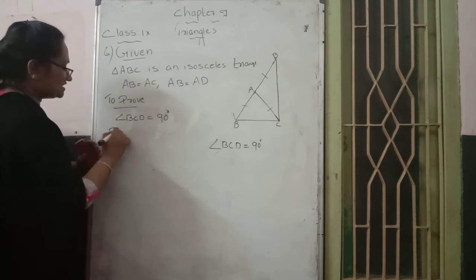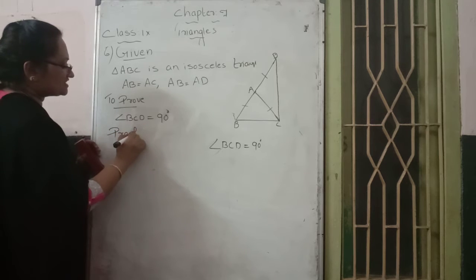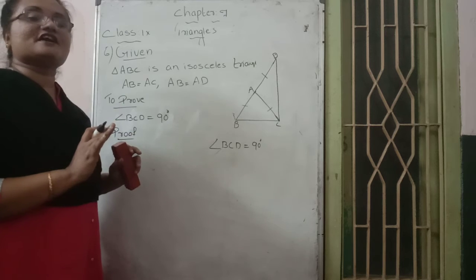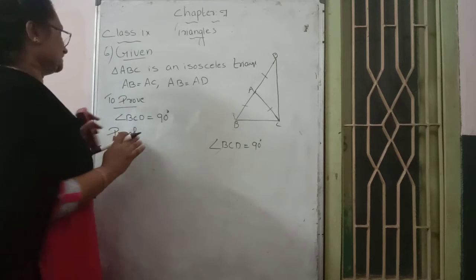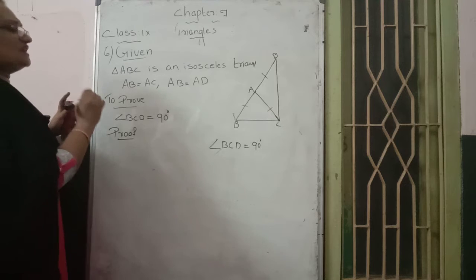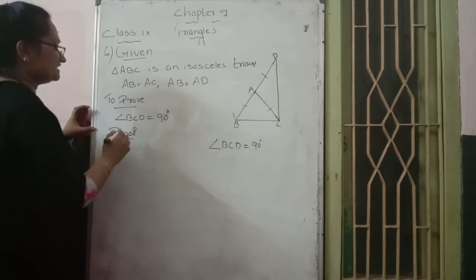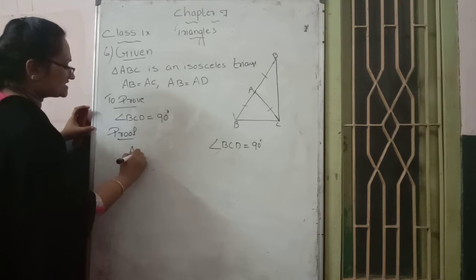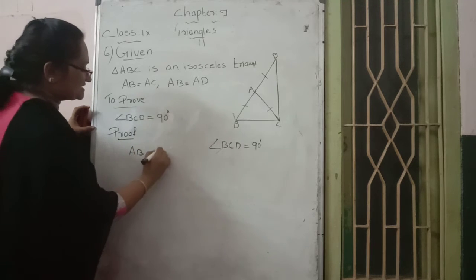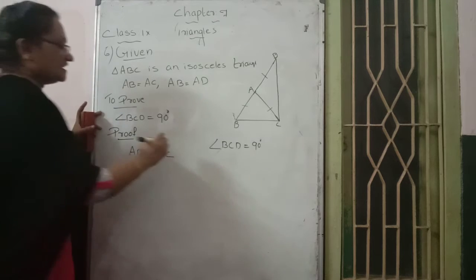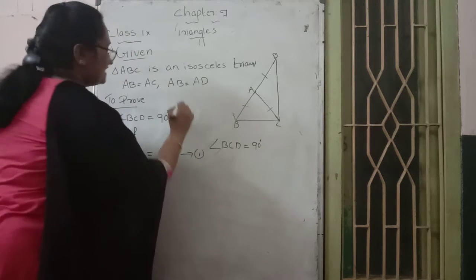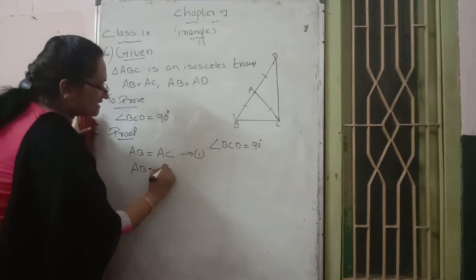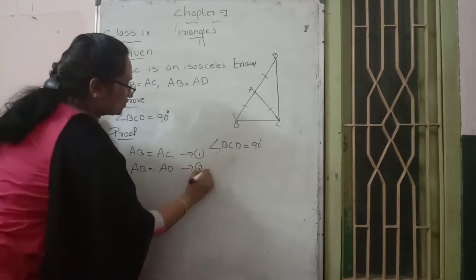Then the next step is proof. Here no extra construction is there. That's why we can directly go through the next step, proof. How to prove that? What information did they give? First one: AB side is equal to AC side. Mark it as equation 1. Next, what did they give? AB side is equal to AD side. There we mark it as equation 2.